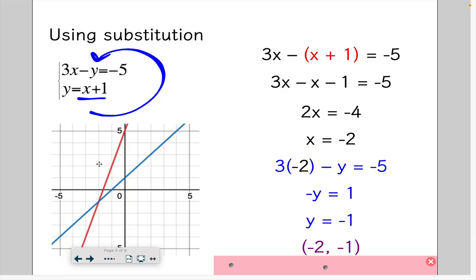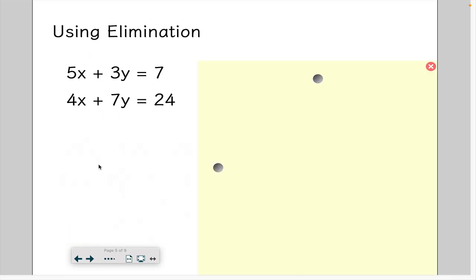So even though we're not going to make a single graph today or a single graph on your homework, you should know what these things represent. Okay, substitute it in, solve it, you're good to go. Negative 2, negative 1, that's where they would intersect. And what was our other method? Good, solve it with elimination.